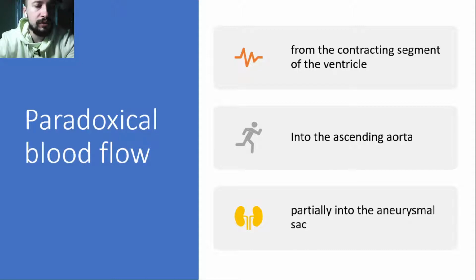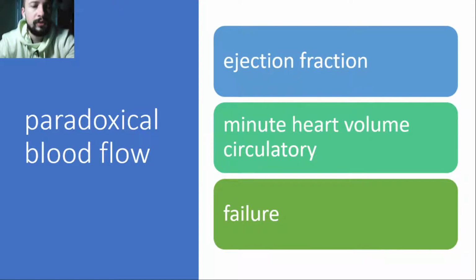During systole, blood from the contracting segment of the ventricle enters the ascending aorta and partially the aneurysmal sac, and we call it paradoxical blood flow. What you need to understand: when we talk about paradoxical blood flow, we need to talk about a lower ejection fraction and lower minute circulatory heart volume, and it leads to cardiac failure.